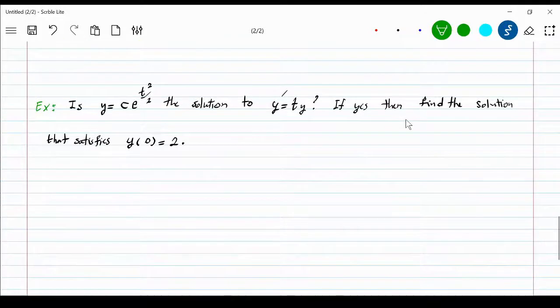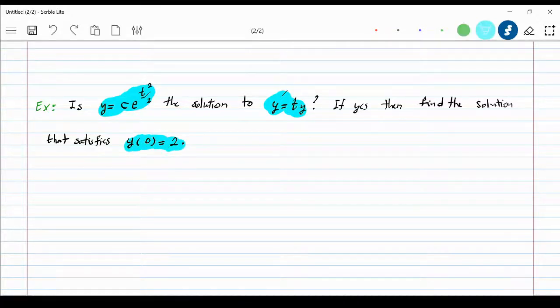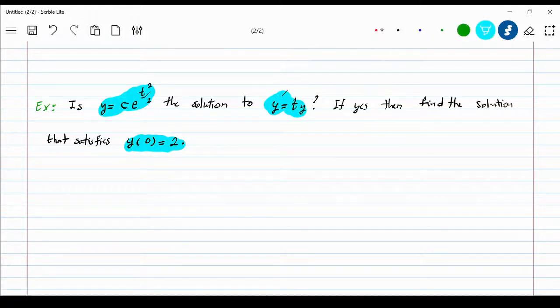Here's another example. First they ask you, is this the solution to the equation y prime equal to ty? And then if yes, find the solution that satisfies this particular initial value problem. Okay, so first let's check if it's the solution. What is y prime? Because we need to find the derivative. Y prime would be c e to the power t squared over 2 multiplied, by chain rule, by the derivative of the exponent.